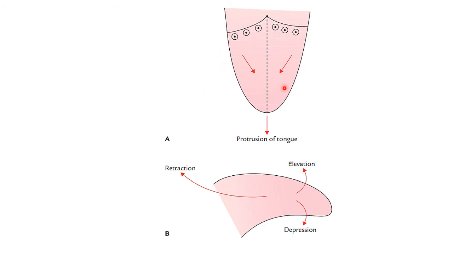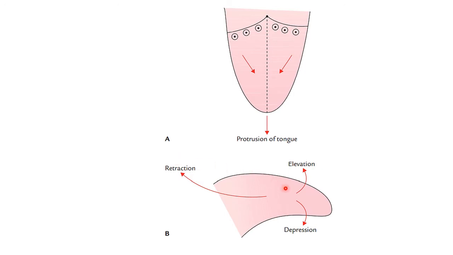Now we will discuss the movements of the tongue. Protrusion is bringing the tongue forward. This is done by the genioglossus muscles of both sides acting together. Then there is retraction. Retraction is taking the tongue backward. This is done by the styloglossus muscles of both sides acting together.